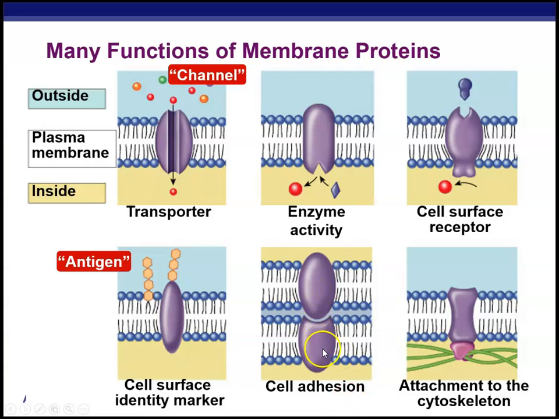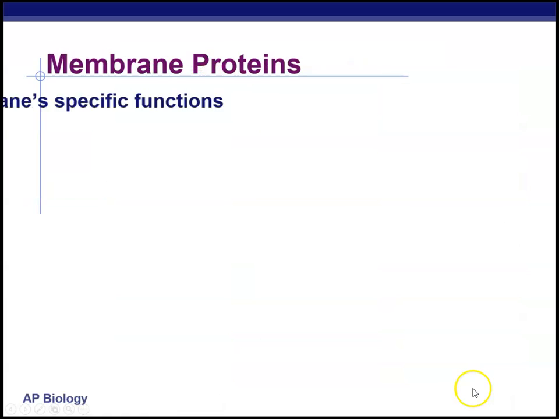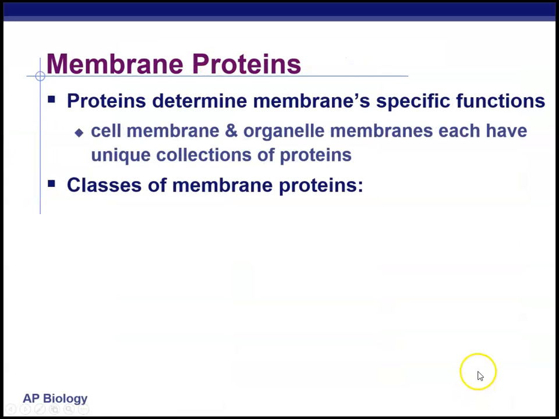They can act as cell adhesion and stick to one another, like these two proteins are doing here, causing these two cells to stick together, which is important in the building of tissues and organs. And then attachment to the cytoskeleton below. Here we have a transmembrane or integral protein connected to what's called a peripheral protein below it, and then those connected to the microtubules of the cytoskeleton. So many different jobs that they do.